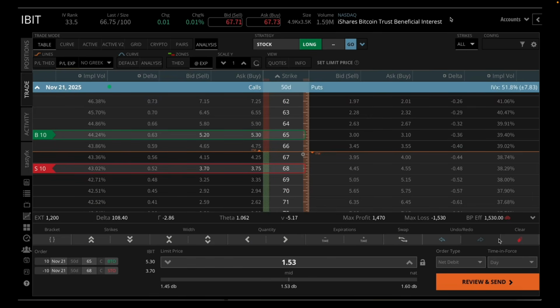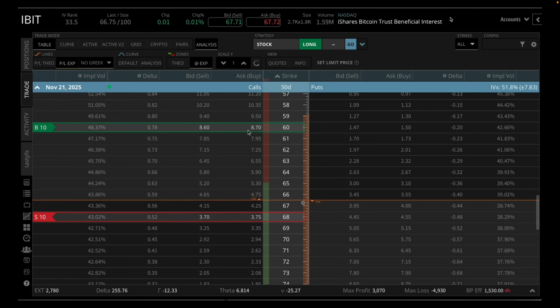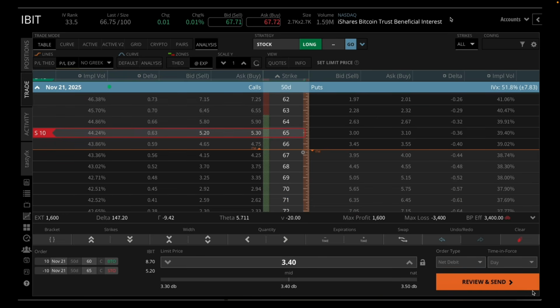Let's open up the options chain here, and if I wanted both strikes to be in the money, I might select the long call strike at 60 and the short call strike at 65. In this scenario, this would cost $3.40 to enter, so quite a bit more expensive than the other examples. And my max profit would be limited to $1,600. And the max loss, of course, is limited to the debit paid, which is $3,400.